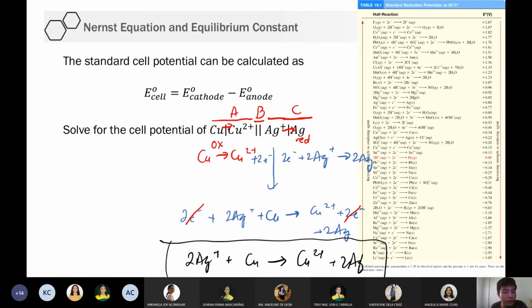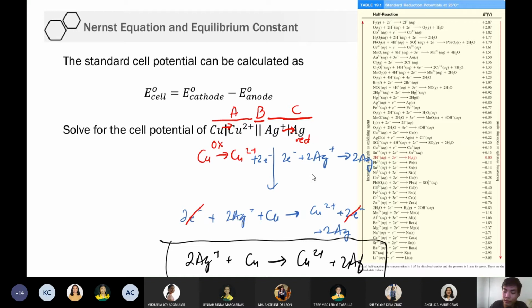So that's how you interpret cell notation. If you want to convert cell notations into an equation, just follow what I said. This is copper to copper 2 plus, that's your oxidation reaction, and the reduction reaction is Ag plus to Ag. You just balance them and combine them, and you will get the equation.